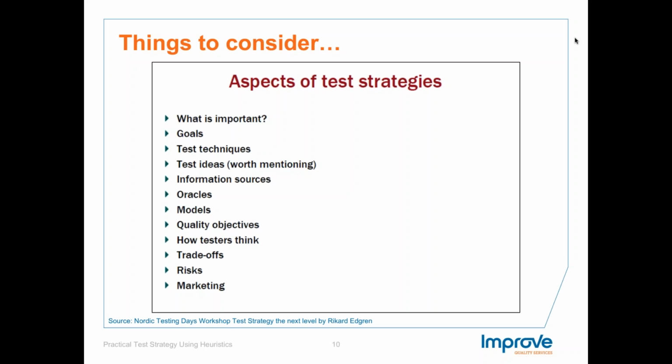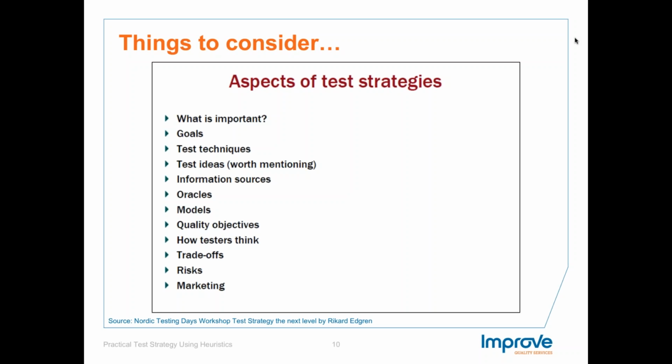So think about what's important, not only about risks, but also about value. What makes this product we're testing valuable for our customers, for our stakeholders? What are the goals? What are our missions? What do we want to achieve? Which techniques do you want to use? Do you have test ideas? What information sources? How do we recognize problems? That's what I call an oracle. An oracle helps me to see if something is a problem or not.